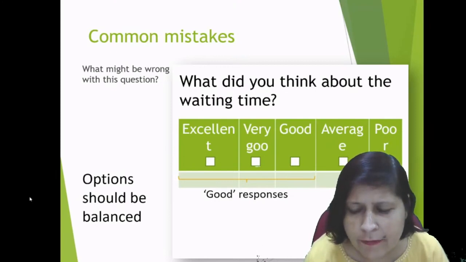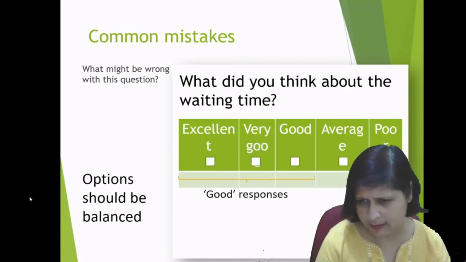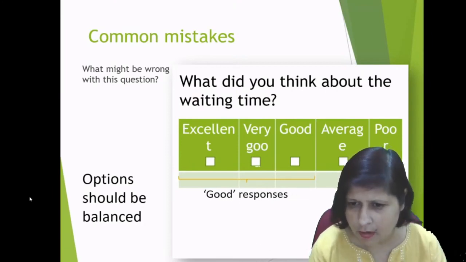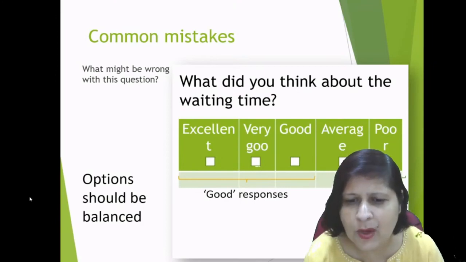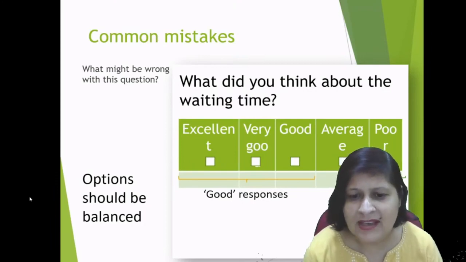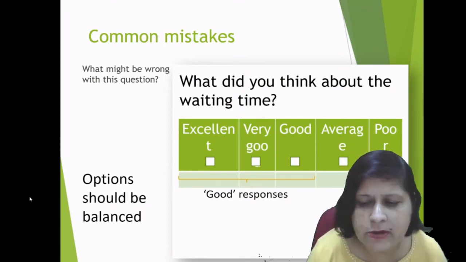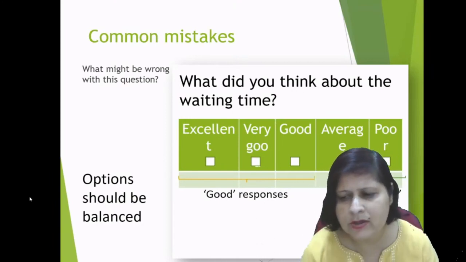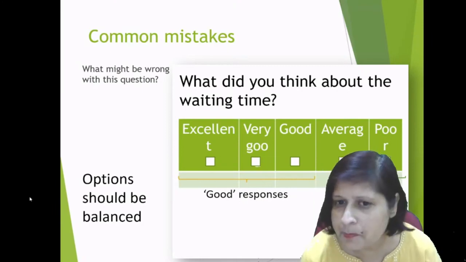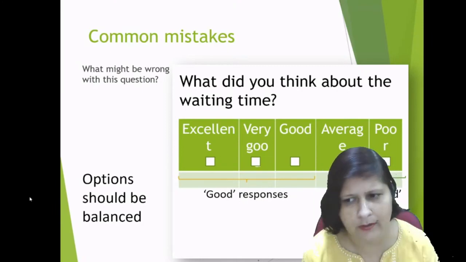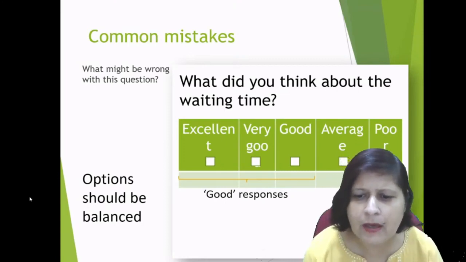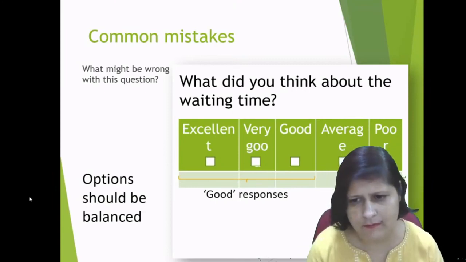It should be very good, good, average, poor, or very poor. Although this is a balanced scale, while making the options, make it balanced. Excellent, good, and very good tap the good responses. But to tap a poor response or a bad response, there is one option, that is poor. I feel like it is pathetic. It was pathetic. It was very poor. So it should be good, very good, average, poor, or very poor.